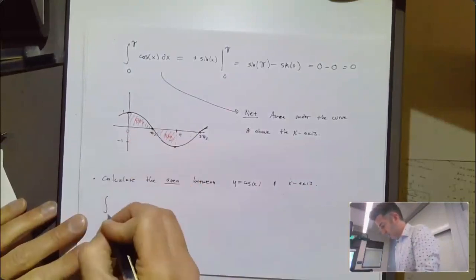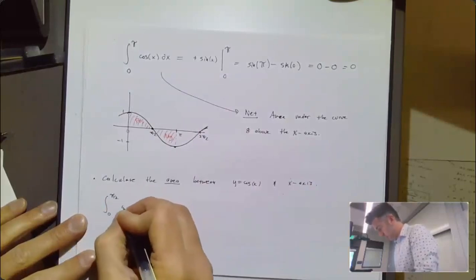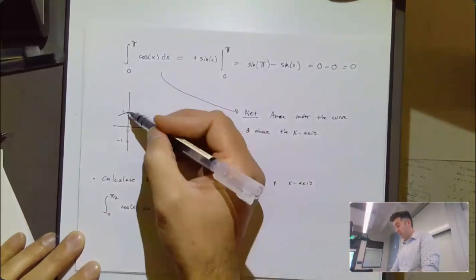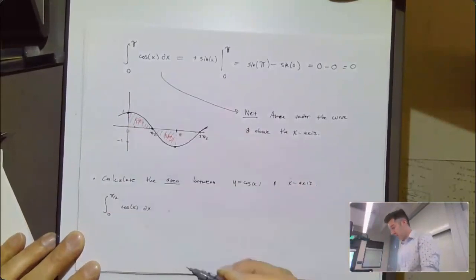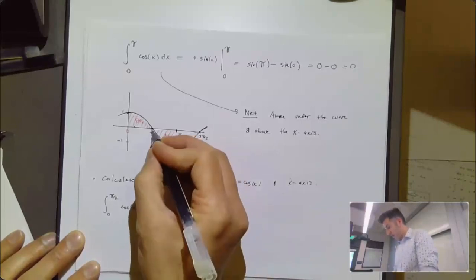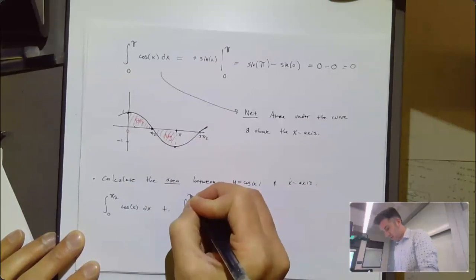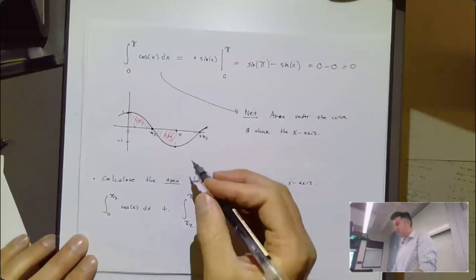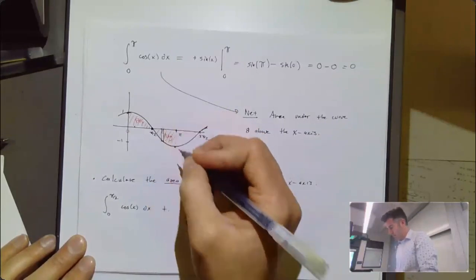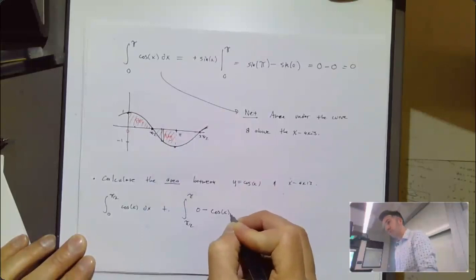So that'd be the integral from 0 to pi over 2 of cosine of x. Right? Because we want the top function minus the bottom function. And then we'd have to add on the integral from pi over 2 to pi of essentially the reverse subtraction. Top function minus bottom function is 0 minus cosine of x.